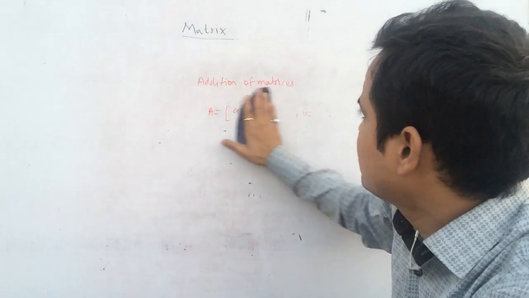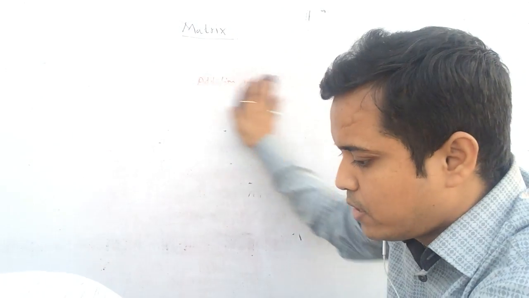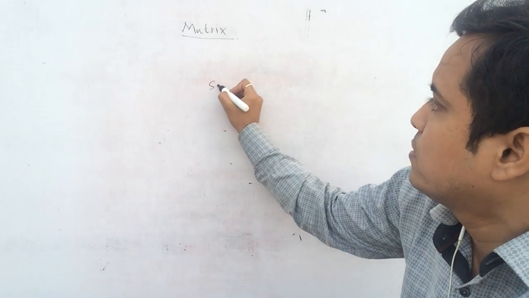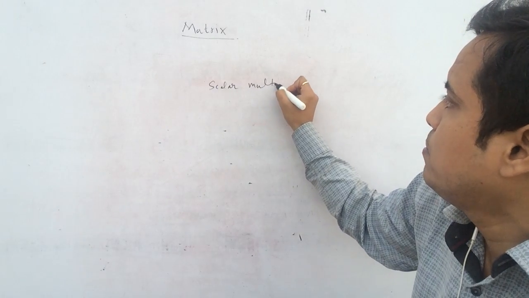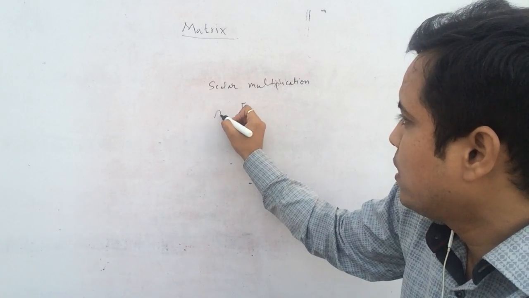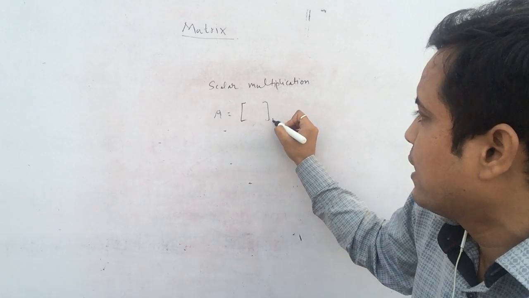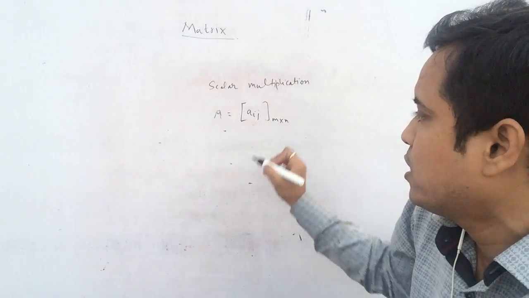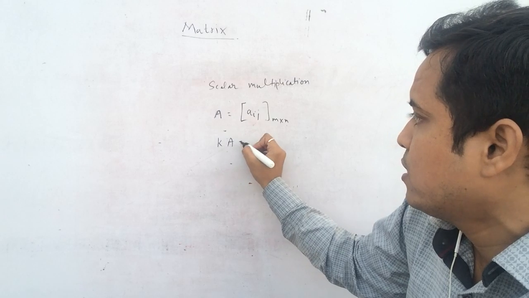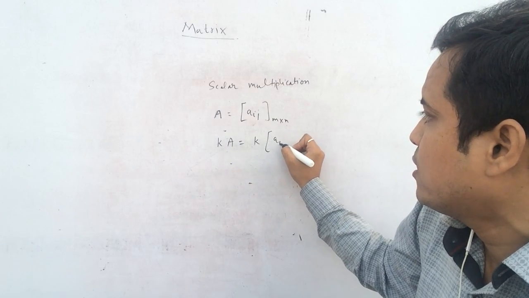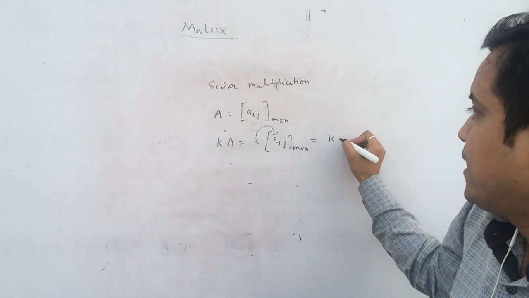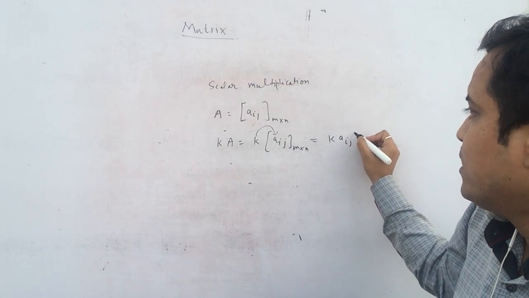Now, the next property is scalar multiplication. Suppose A is a matrix of order m cross n, with entries Aij, and you want to multiply this matrix by K, so KA is K times Aij. Then K will be multiplied with each and every element.